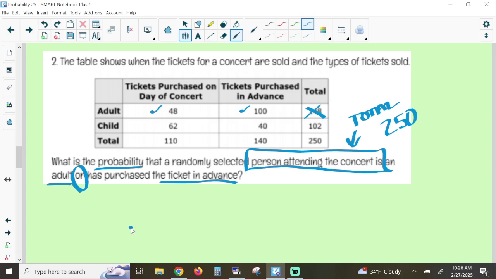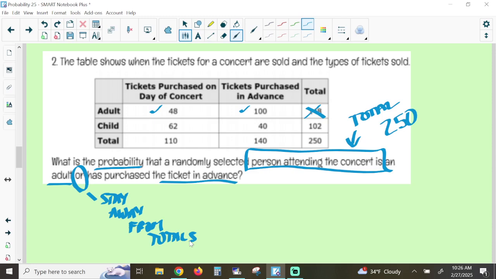When you have ands and ors, write yourself a note. Stay away from totals. The reason you stay away from the totals is because you're probably already counting those people, and we don't want to count them again, right? Okay, so stay away from your totals. Don't do the 148 if you already did the 48 and the 100, right?